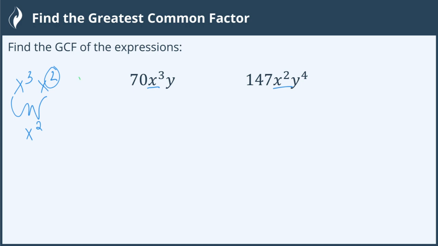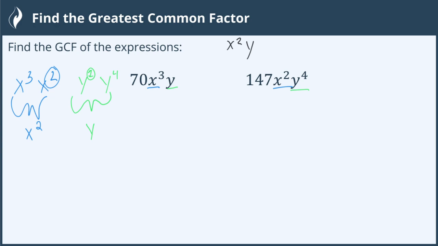For our y's, we have y from here and y to the fourth from here. Again, we're going to take the lowest exponent, which in this case is a 1 that we don't write, but it's assumed. So it's y to the first. So our greatest common factor for our x and our y is x squared y. And now we're going to do the 70 and the 147.